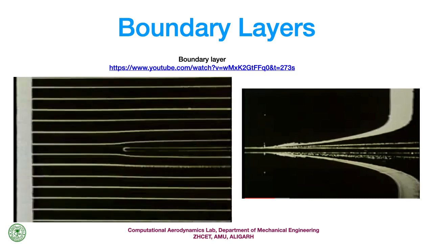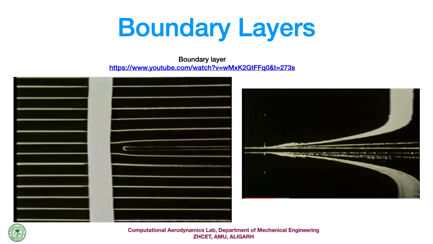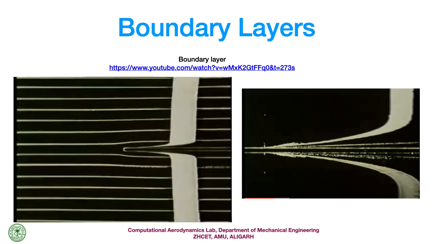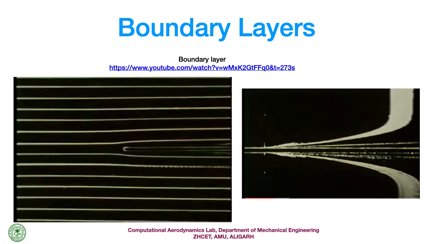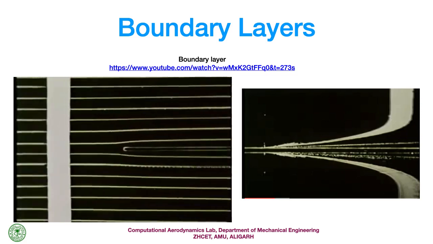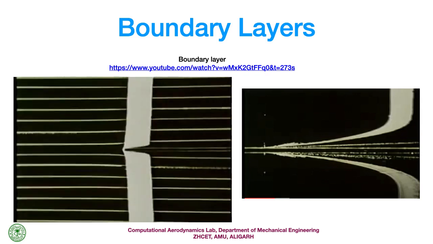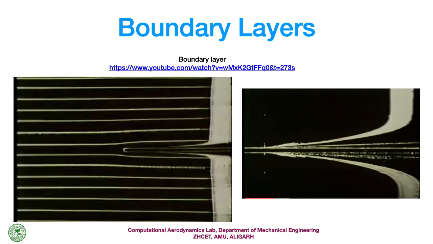Here is the flow over a plate. The flow is two-dimensional and laminar. Upstream of the plate, the flow is still uniform, but in the fluid layers near the plate, the velocities are much lower and vorticity is present.